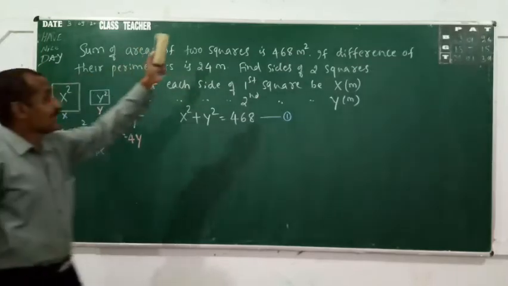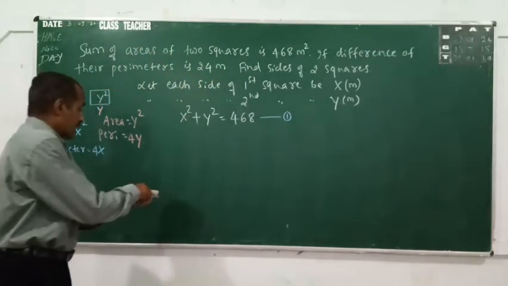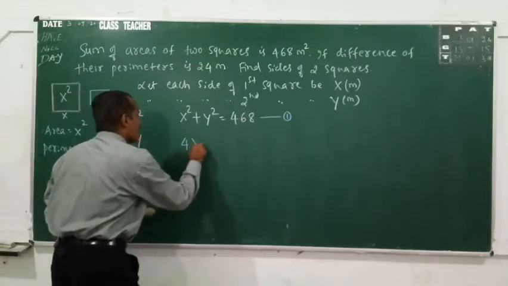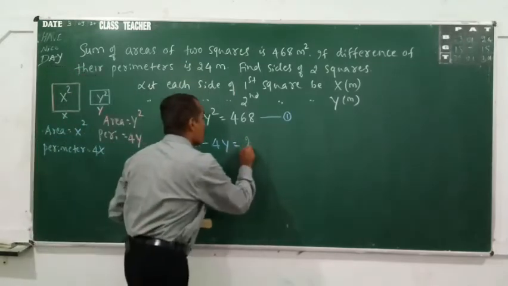What is it now? The difference of their perimeters. That means 4x minus 4y. I will write the second condition: 4x minus 4y is equal to 24, the difference is 24.